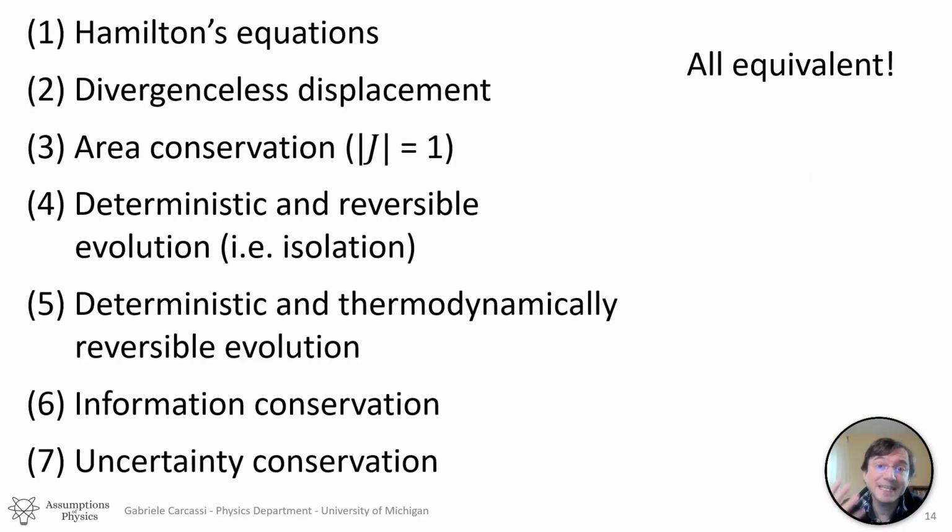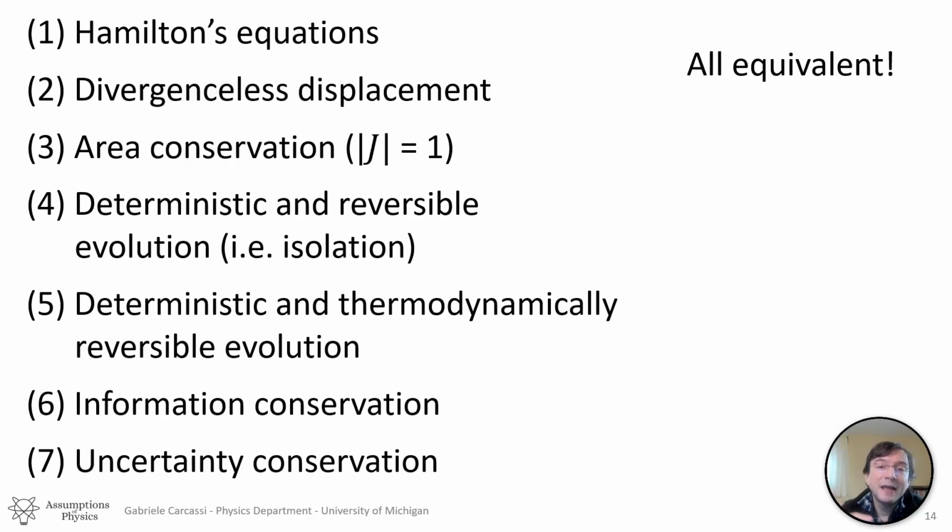So you see we have 7 different connected characterizations of Hamiltonian mechanics. There are the equations, the fact that we have a divergence-less displacement, the fact that we have area conservation, then the fact that we have deterministic and reversible evolution, which really means isolation, the fact that the evolution is thermodynamically reversible, so that thermodynamic entropy is conserved, the fact that we have information entropy conservation, or the uncertainty conservation for small peaked distributions. All these things are equivalent.